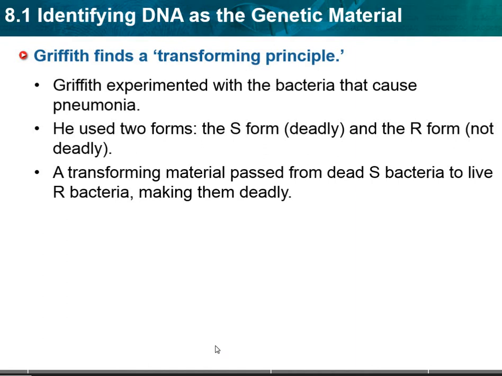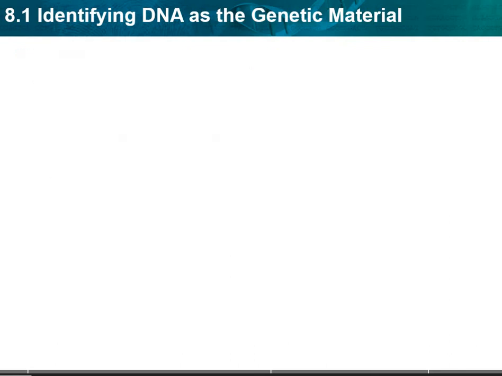So that is what he referred to as transformation. He saw the material was passing from the deadly S strain to the live R strain. And so he said something had to be doing that, and that thing was what carried the genetic information. So that led to other scientists trying to determine what actually carried the genetic information.